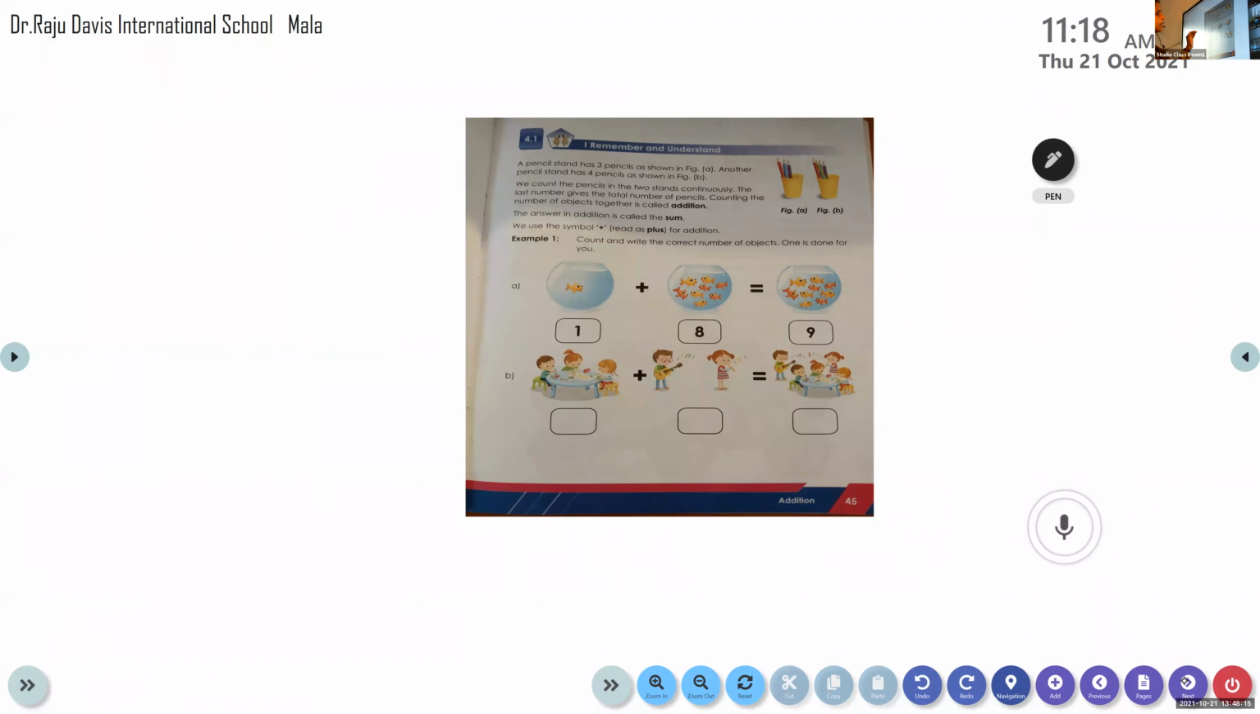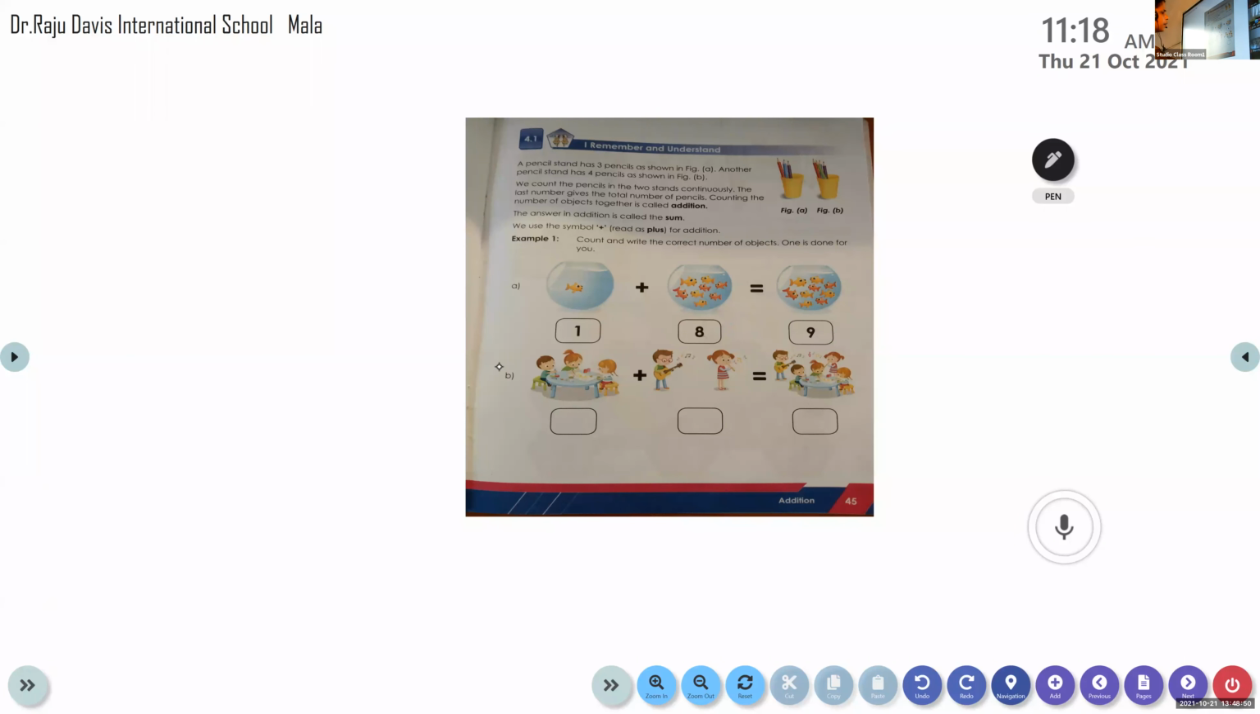And here we can see some pictures, no? You can see the fishes in the pot, no? In the first one, you can see only one. What about the next one? One, two, three, four, five, six, seven, eight. So eight are there. Now we are putting together and we are putting all the fish into one pot. So how many will be there all together? Nine. It's already written there, so no need to write again. Now do the next one, B.